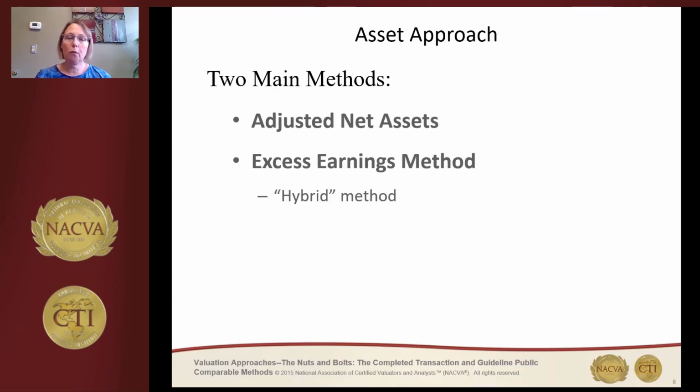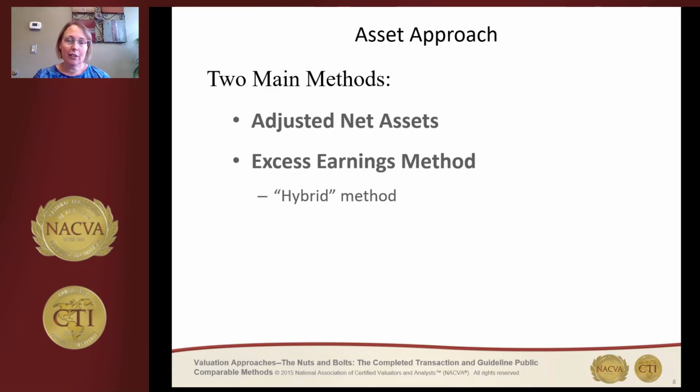So what are our two main methods of utilizing the asset approach? We have an adjusted net asset method and an excess earnings method, which is a hybrid method. And the reason it's called a hybrid method is that it utilizes a portion of the asset approach and a portion of an income approach, the earnings method. So we're going to talk in detail about both of these and go through how they're calculated.